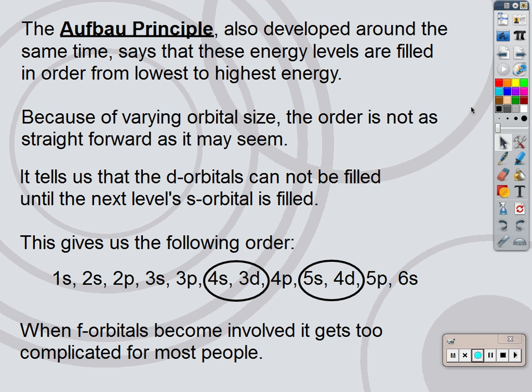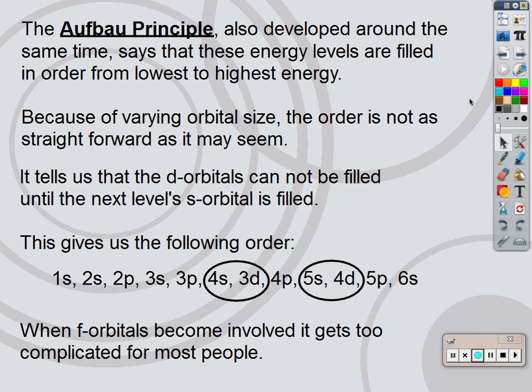Last idea here is the Aufbau Principle, and it says the energy levels have to be filled in order from lowest energy to highest energy. And it's not exactly in the order that you would expect. You don't fill up level 1, and then fill up level 2, and then fill up level 3, and then fill up level 4. There has to be some jumping around that happens with s and d orbitals.